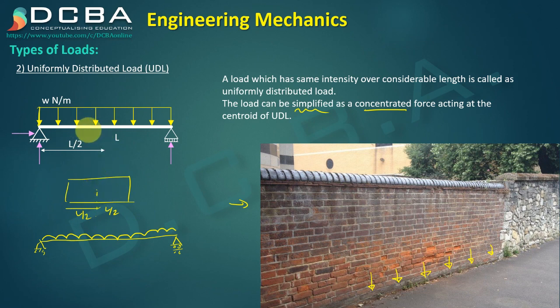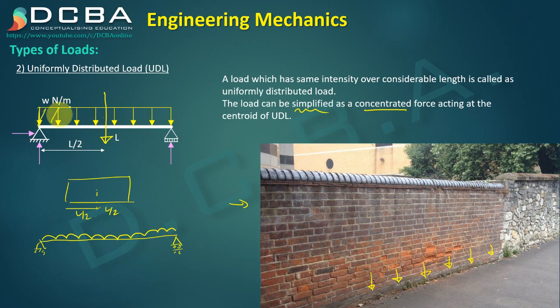So same way for a UDL also, what we are essentially doing is we are converting our UDL into a concentrated force. So when we convert it into a force, the force should act at the centroid of that UDL, which is at a distance of L by 2. Means if this UDL has a length of L, then the centroid will be acting at a distance of L by 2.